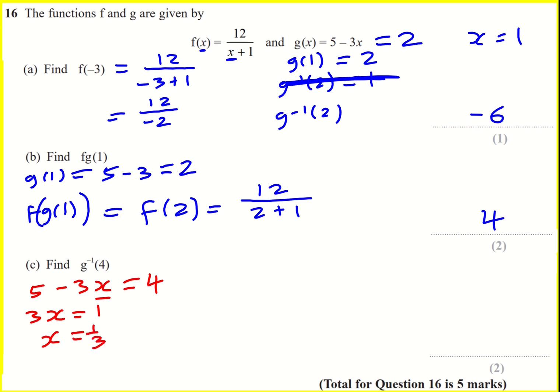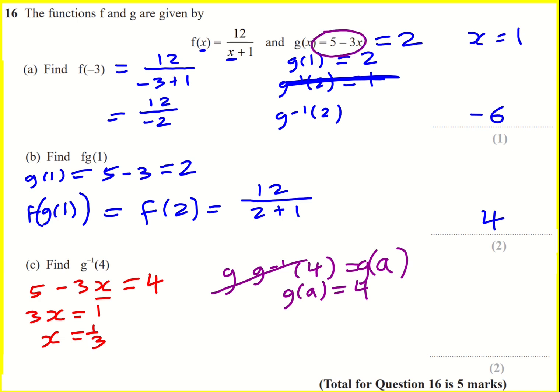Let me give you one other way of explaining it. Let's say I've got the inverse g of 4, and I'm going to set it equal to my answer, a. Then I could apply g to both sides. Now, g applied to the inverse actually just cancels out. And so I'm actually left with g of a equal to 4. That is what I need to solve to find my value of a. And that is again setting 5 minus 3a equal to 4 and solving.